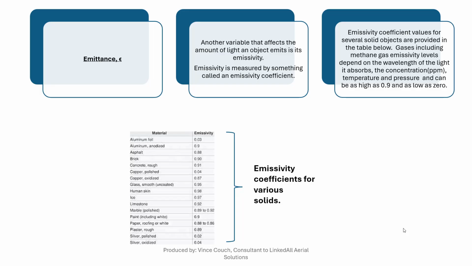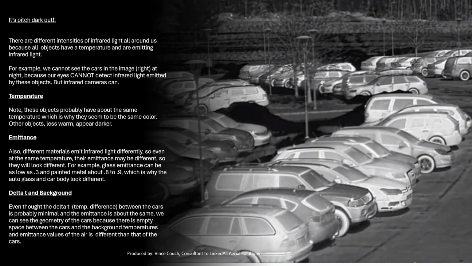Gases, including methane gas, also emit and also have an emissivity coefficient. It varies by wavelength. It can be as high as 0.9 and as low as 0. Okay, so here is a pitch dark image using an infrared camera. There are different intensities of infrared light all around us because all objects have a different temperature and are emitting infrared light. For example, we cannot see the cars in this image at night because our eyes cannot detect infrared light emitted by these objects. But as I mentioned before, infrared cameras can.